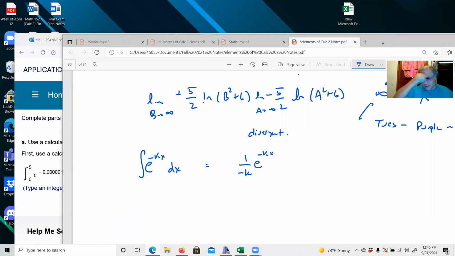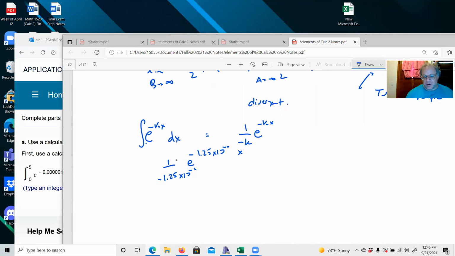All right. So when I integrate this, we get 1 over negative 1.25 times 10 to the minus 6. It's a big number, isn't it? Times e to the negative 1.25 times 10 to the minus 6 x. That's the integral of this when k happens to be this ridiculous number here. And then we're going to go from a to b. A is equal to 0. What is it when a is equal to 0? That's going to be 1.